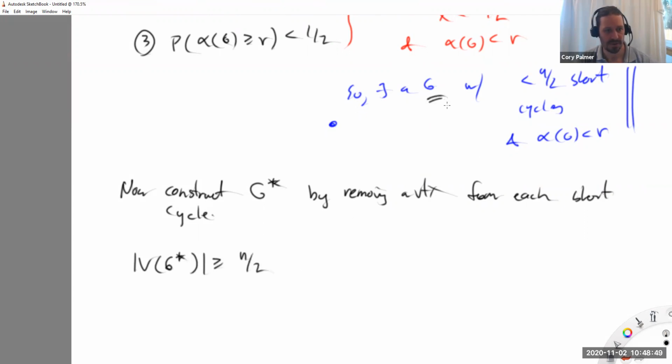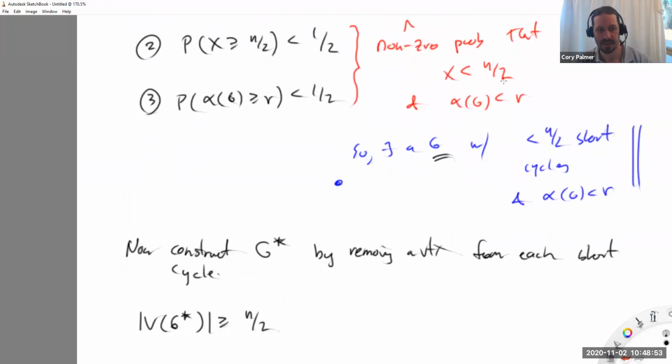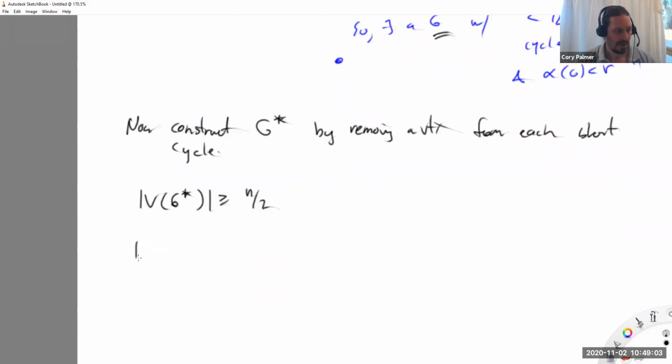G has n vertices, right? And it has strictly less than n/2 short cycles. So I'd need to delete at most n/2 vertices to destroy all those cycles. Okay. What about the independence number of G star? It remains less than R.